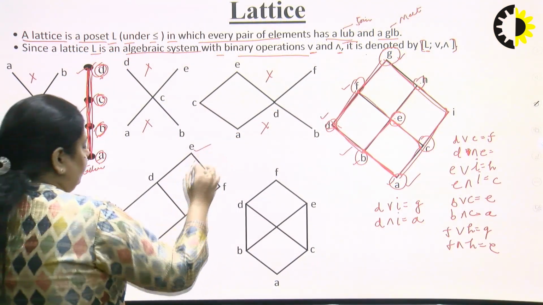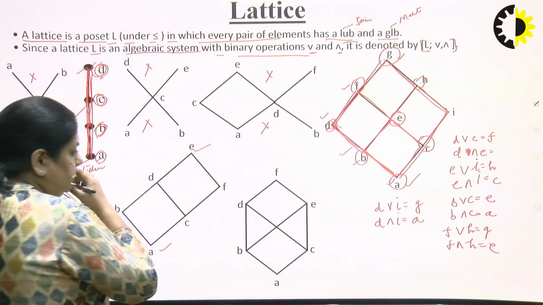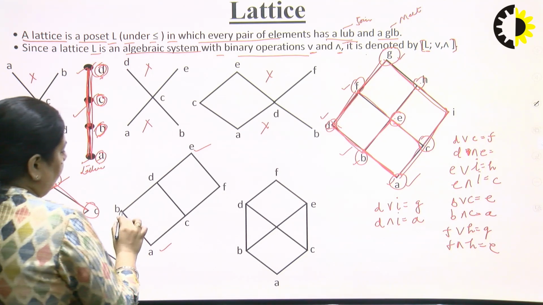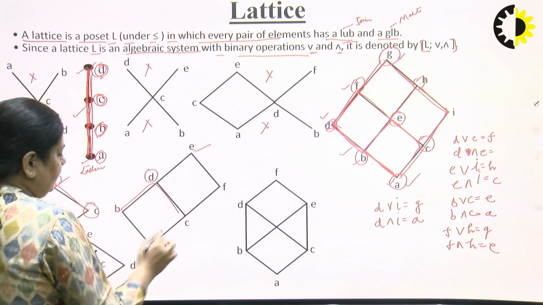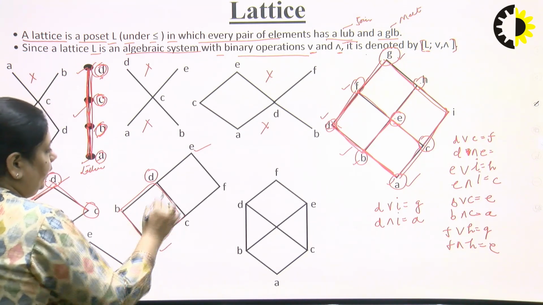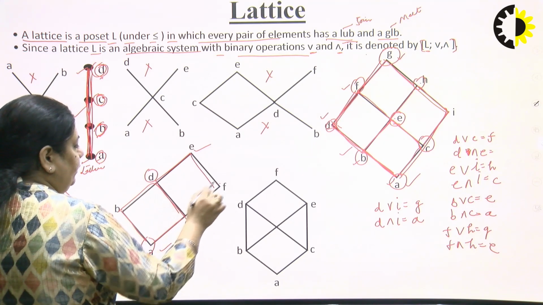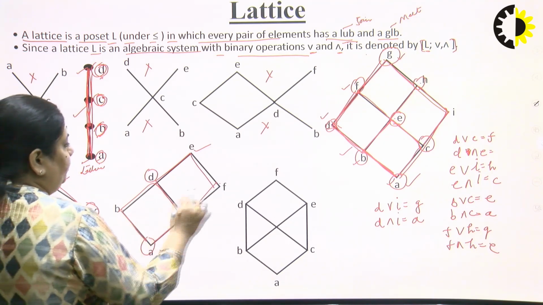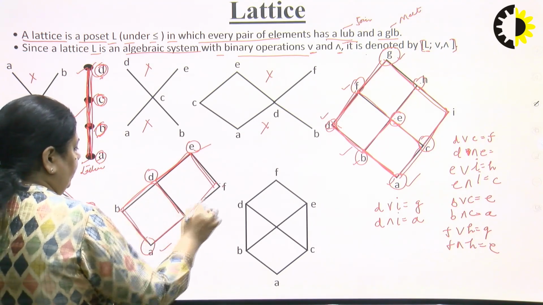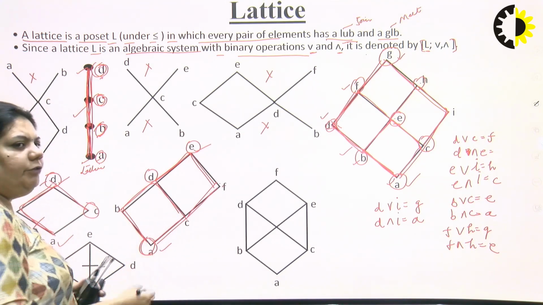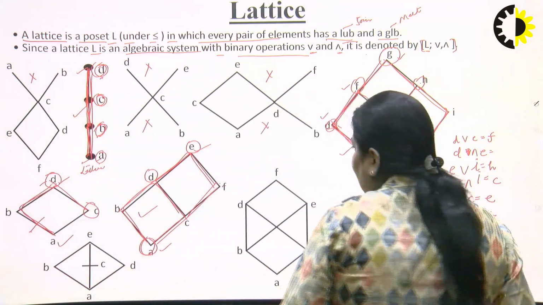Now, single top, single bottom, yes. Now, again search for it, for single top and single bottom. For B and C, join will be D. For B and C, meet will be A. For D and F, join will be E. For D and F, meet will be C. Now, for B and F, join will be E. For B and F, meet will be A. So, for each and every element we are able to find the join and meet. So, this is definitely a lattice.